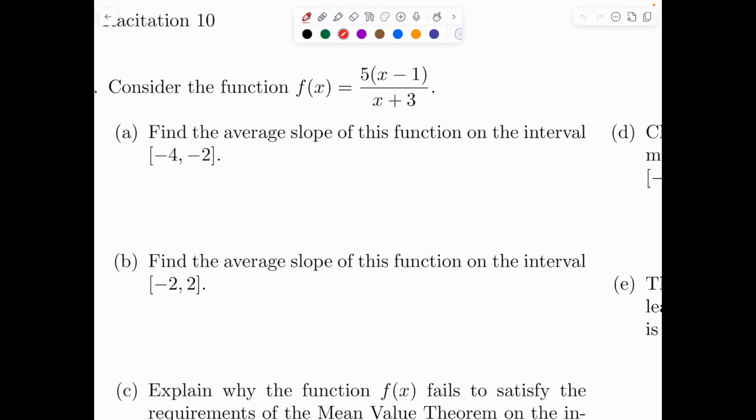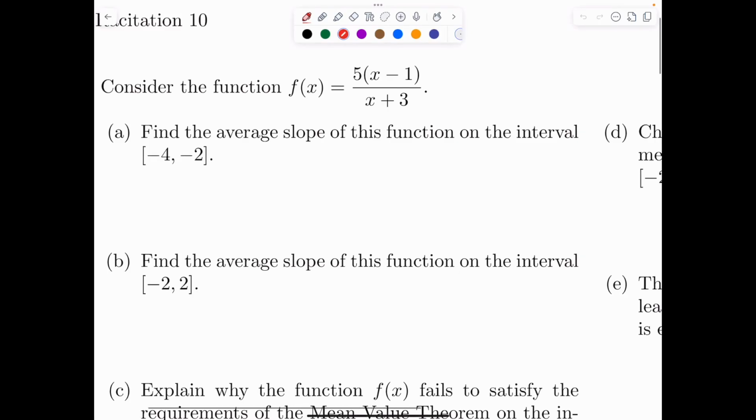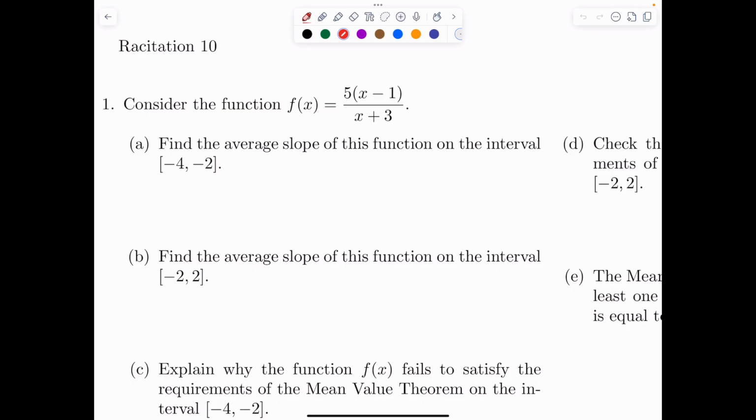We're going to be using the mean value theorem here, and so the first thing that we want to do is find the average slope for a couple of different intervals. And to do that, of course, where it's just a divided difference, we'll do f. So here we'll do slope average. f of -2 minus f of -4 over -2 minus -4.